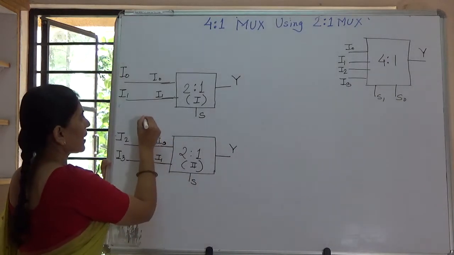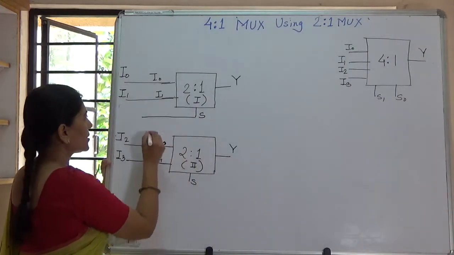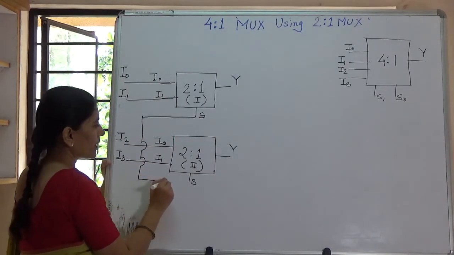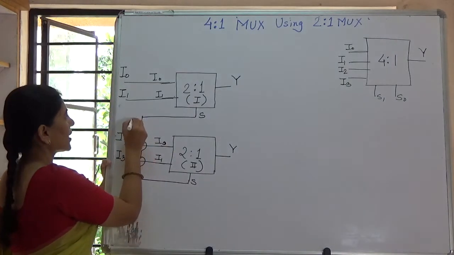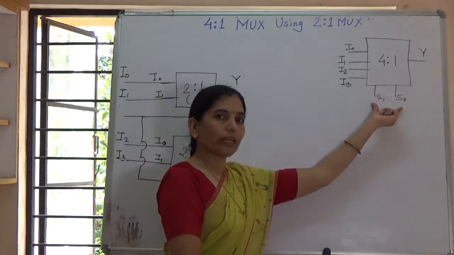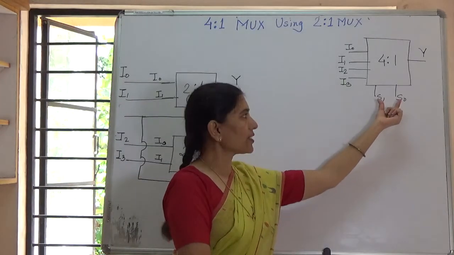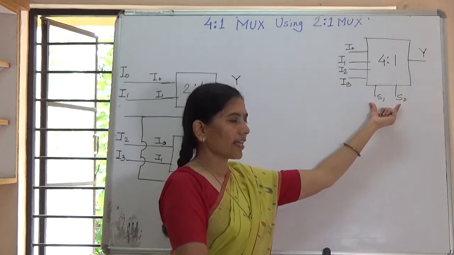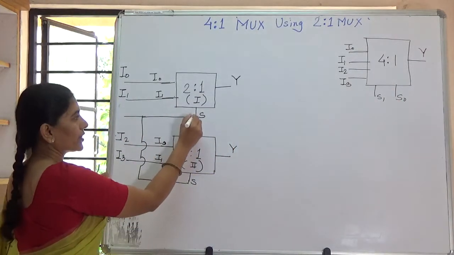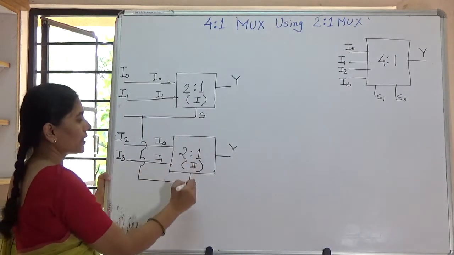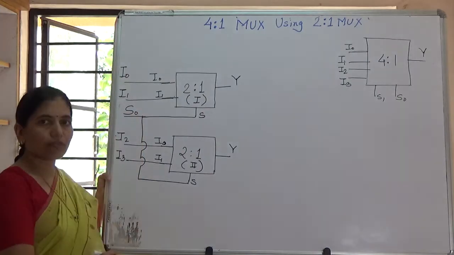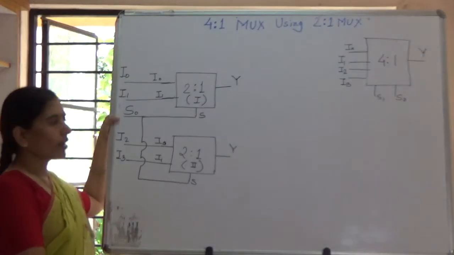Then we will combine the 2 select lines and bring them out as a single select line. A 4:1 multiplexer requires 2 select lines, one is S0 and the other is S1. Let us assume for the time being that by combining these 2 select lines we bring it out as one select line which is called S0.